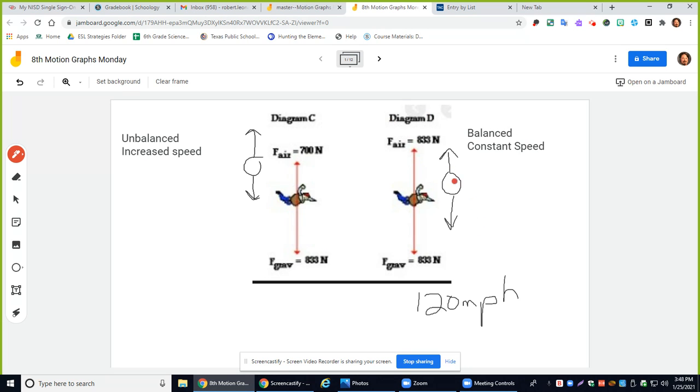With diagram D, you'll notice that the force of gravity is equal to the force of friction. So 833 newtons minus 833 newtons gives me 0 newtons, which is a balanced force. As a result, he's going to travel at a constant speed. That constant speed for the average human skydiving is about 120 miles per hour. It's called terminal velocity: the force of friction is equal to the force of gravity. You don't stop falling, you keep falling, but at a constant speed of about 120. That's it for today. Goodbye.